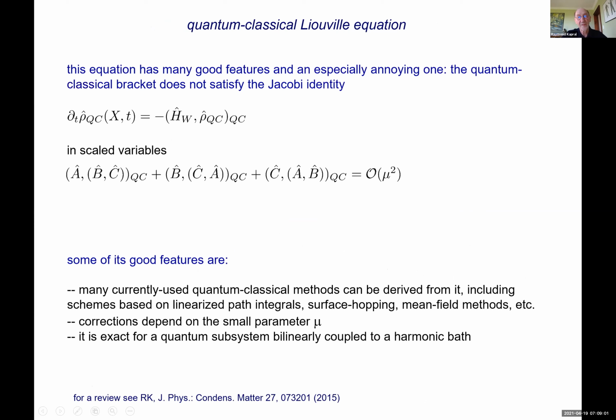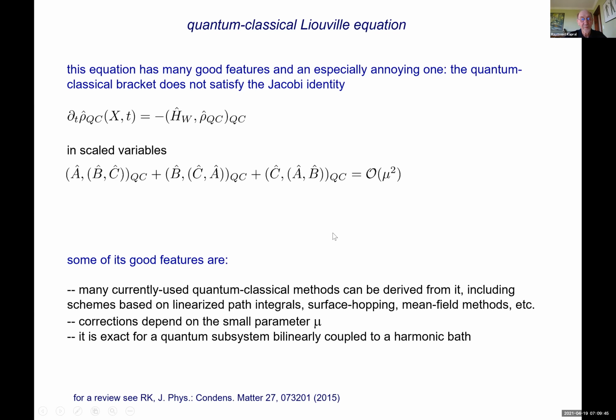So I just wanted to make a few comments about this equation. It has really a lot of very nice features. And as I hinted at earlier, it has one annoying feature, and that's that the quantum classical bracket, which is this combination of the commutator and the antisymmetric sum of the Poisson brackets, does not satisfy the Jacobi identity. So in terms of the scale variables that I talked about, there are corrections of order mu squared. So this actually produces a number of problems, particularly in connection with the statistical mechanics of such systems.